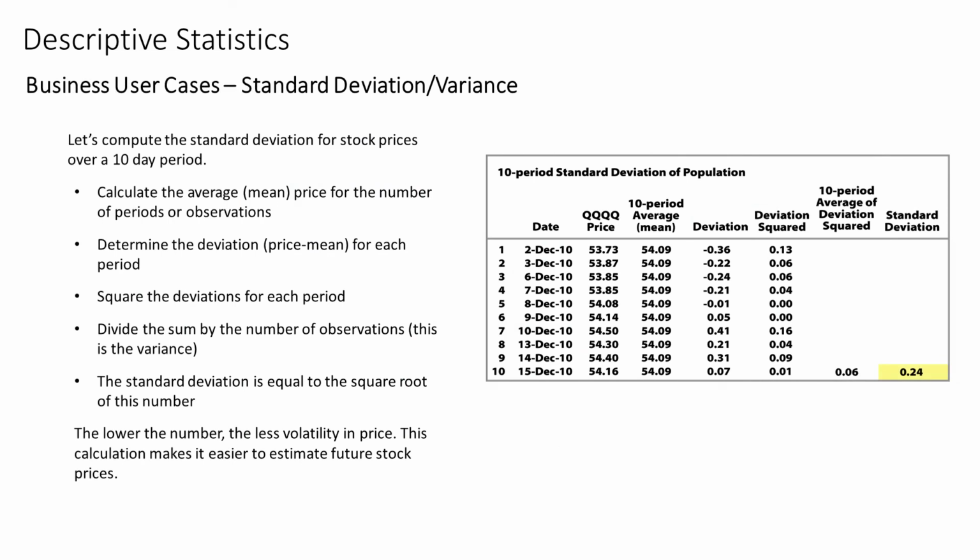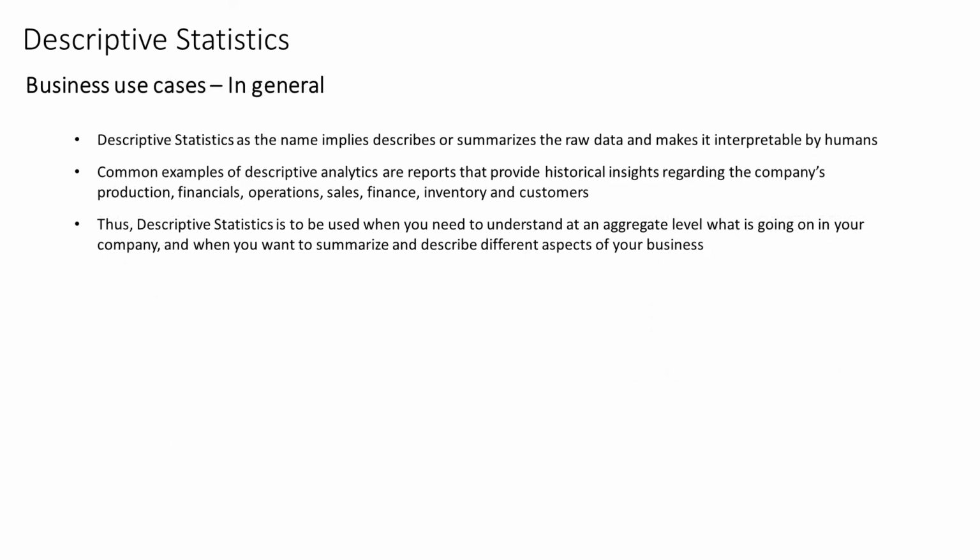Descriptive statistics can be used to reveal the deviation of stock prices over a one-day period, to find out the average age and income for a particular type of product category purchased, or to identify the most popular dish served in the restaurant, or find out the most frequent rating given by customers for a given movie or restaurant, or the most frequent size or category of a sold product. Use descriptive statistics when you need to understand what is going on in your company at an aggregate level, and when you want to summarize and describe different aspects of your business. There are no specific limitations for this type of analytical method.